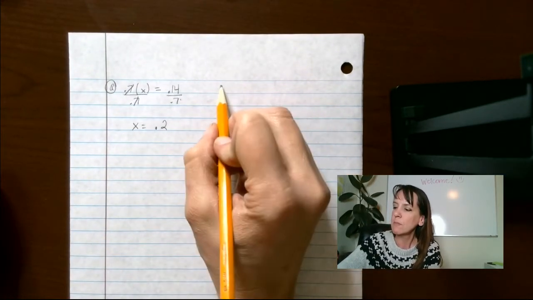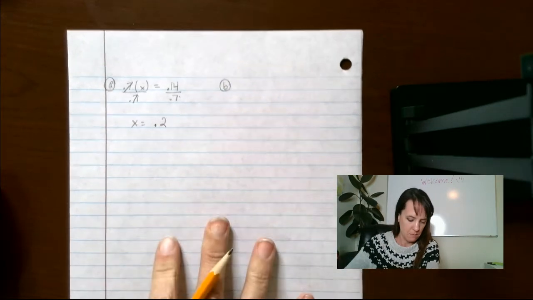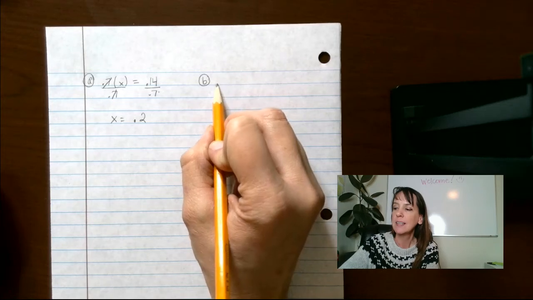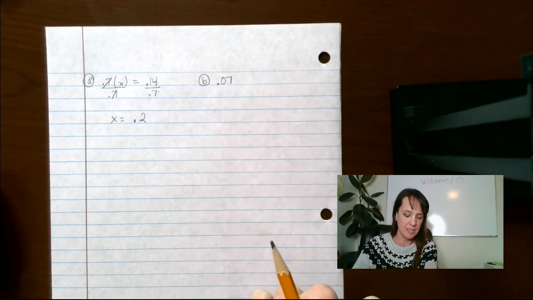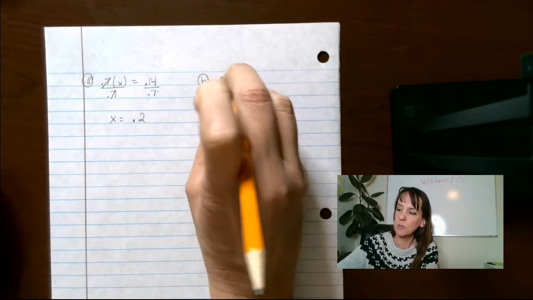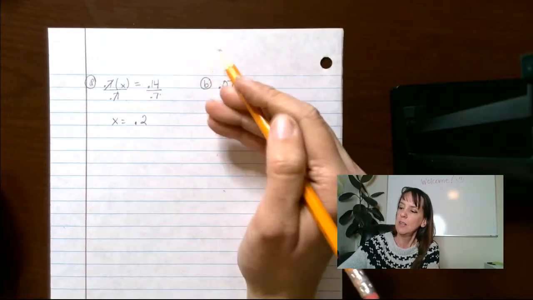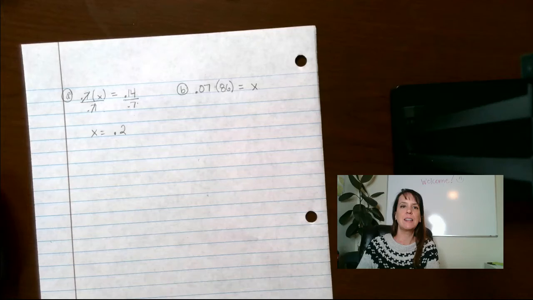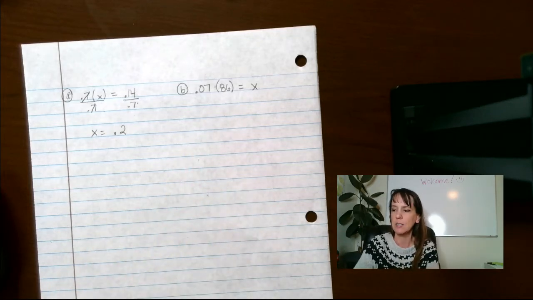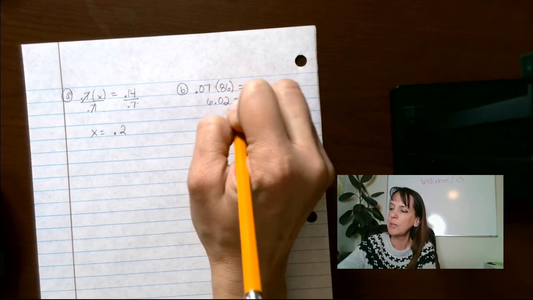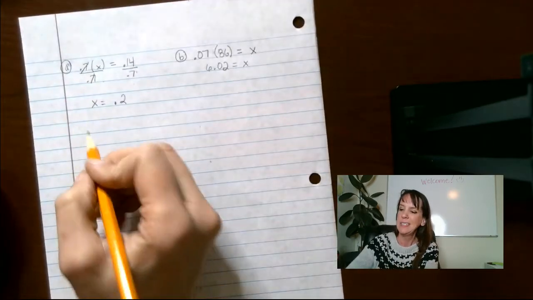All right, so B, 7/100, and remember 7/100 looks like this as a decimal, right? 7/100 of 86, actually since we're using a decimal, I will use parentheses, of 86 is what number? Well, this is a nice one because the x is already by itself. We just have to do the math there. So if we do 0.07 times 86, we end up with 6.02 equals x.